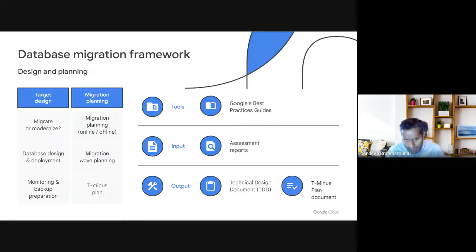Again, as you're thinking about the target state design, having the right assessment reports will help our customers determine which ones to migrate and which ones to modernize or transform, right? How do I select the right database engine based on my requirements for performance, scalability, resiliency, availability, monitoring, and backup? All of that is super important, leveraging some of the Google best practices guides, and then documenting all of that into an output, a design document, that the team can then take and use to plan a detailed migration.